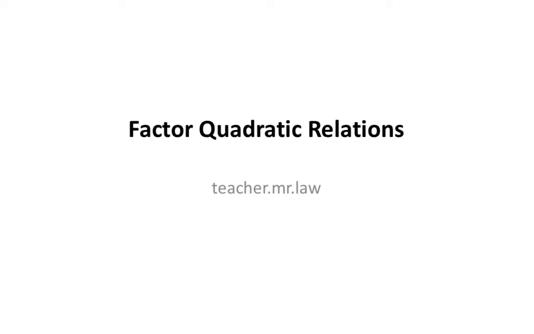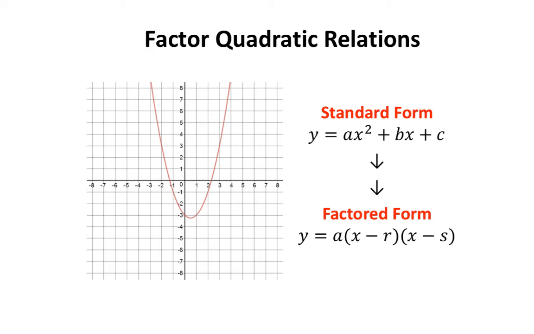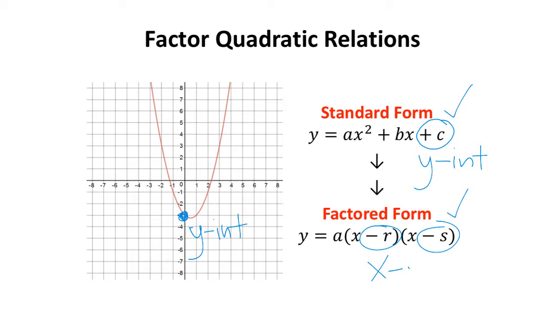In today's lesson, we'll be learning how to factor quadratic relations. Factoring a quadratic relation turns a parabola in standard form into a parabola in factored form. If you recall, standard form is useful because C tells us the value of the y-intercept. Factored form is useful because it indirectly tells us the values of the x-intercepts.